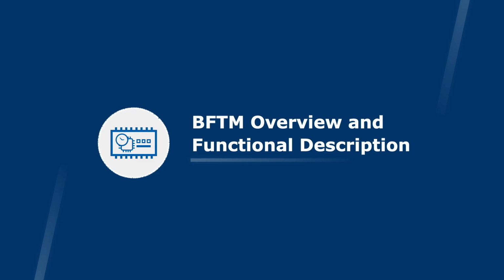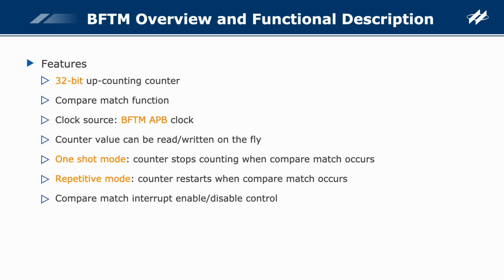BFTM overview and functional description. The basic function timer module, BFTM, is a 32-bit up-counting counter which is driven by the BFTM APB clock. The counter value can be changed or read at any time even when the timer is counting.